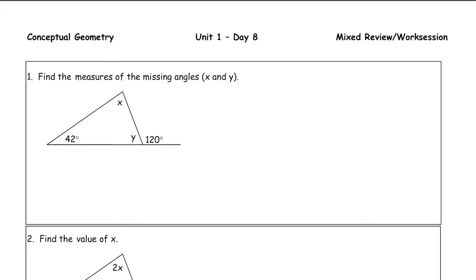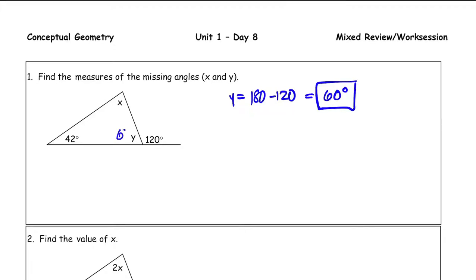Question number 1, find the measures of the missing angles x and y. So I'm going to utilize a couple things that we've learned in this unit, starting with what I think is the easiest, a linear pair. Anytime you see two angles that form a straight line, you know that they have to add up to 180. So even though most of you would want to find an x before a y, I don't really pay attention to order, and I'm going to say y is going to be 180 degrees minus 120 degrees, so that's going to be 60 degrees. So there's y.